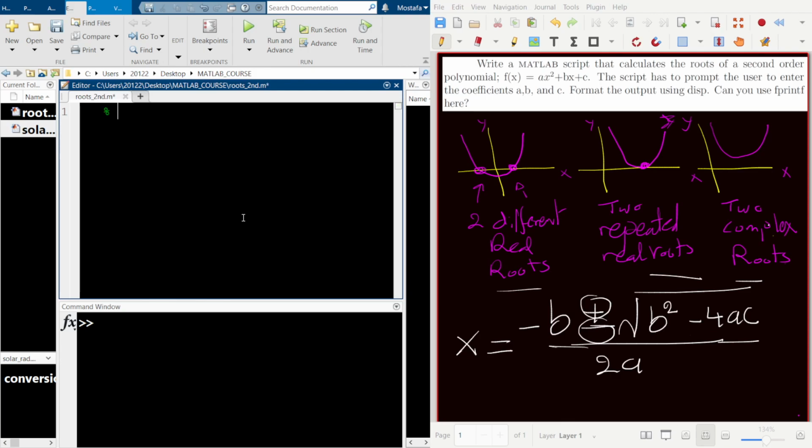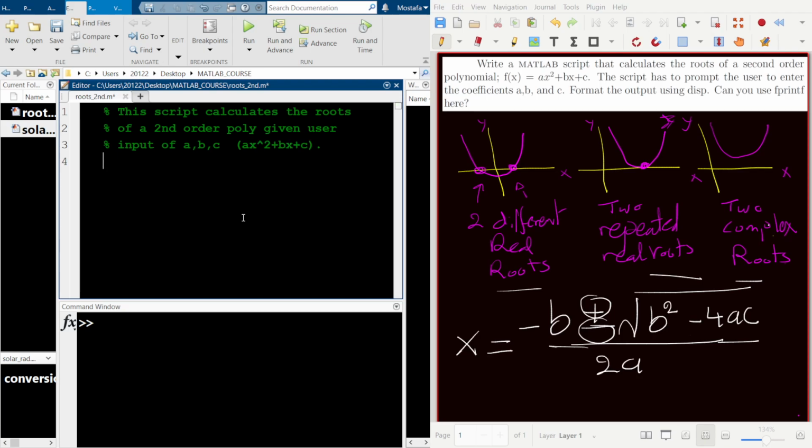All right. It's usually good to start with some documentation of what's happening here. So this script calculates the roots of a second order poly given user input of a, comma, b, comma, c, and the poly is ax squared plus bx plus c.